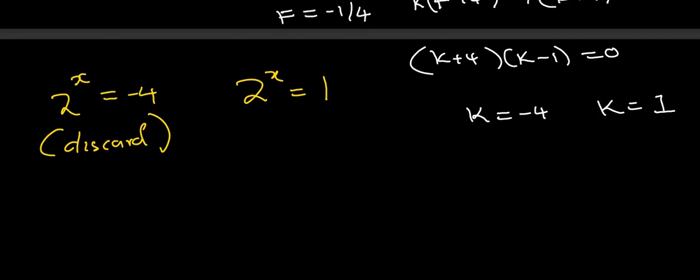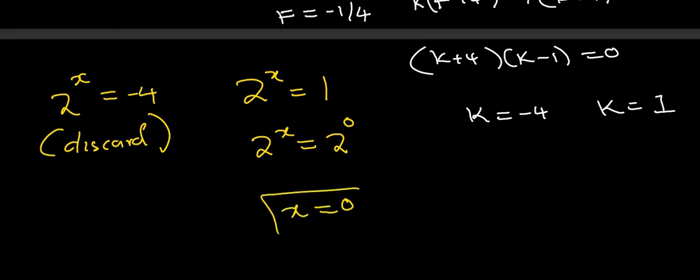Then on this side, we know what 1 can be changed into. So 1 is the same as 2 to the power 0. So 2 to the power x is the same as 2 to the power 0, so x is equal to 0. This is the only answer for this question that we're solving. x has to be equal to 0.